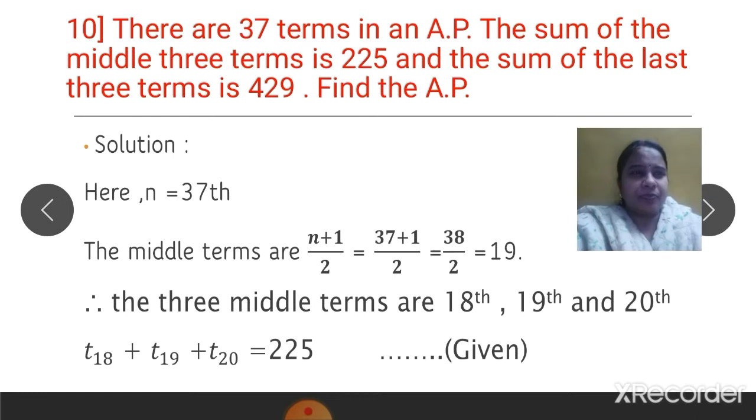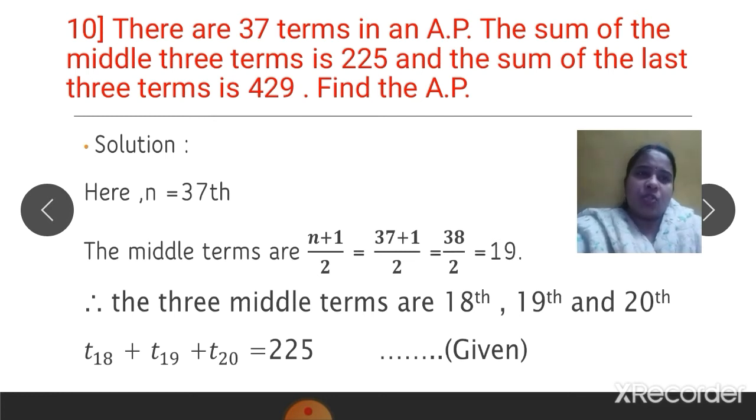See this one. There are 37 terms in an AP. The sum of middle 3 terms is 225 and the sum of last 3 terms is 429. Find the AP. First thing that I understood in this is I need to find the AP. When I want the AP, I should know a, I should know d, that is the difference. Then I will find out at least the first 3 terms and write the required AP. These are the steps.